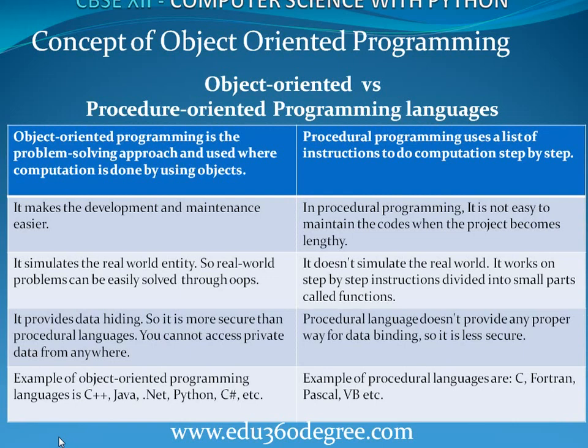Object oriented programming provides you the data hiding facility, so it is more secure than procedural languages. You cannot access private data from anywhere, whereas in procedural languages, there is no such facility, and they are much less secure. Examples of object oriented programming languages are C++, Java, .NET, Python, C#, etc. And examples of procedural languages are C, Fortran, Pascal, VB.